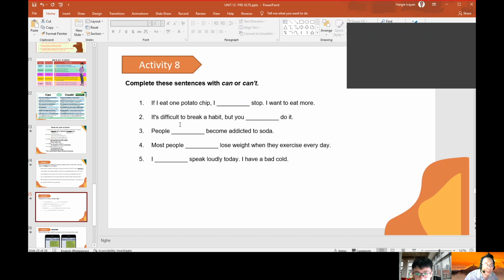Okay, next, number 2. It's difficult to break a habit, but you can do it. Yes, okay. It's difficult, but maybe little by little you can do it. Next, number 3. People can become addicted to soda. Yes, can become addicted to soda. Here in the Philippines, Koi, this is a real story that happened here in the Philippines.